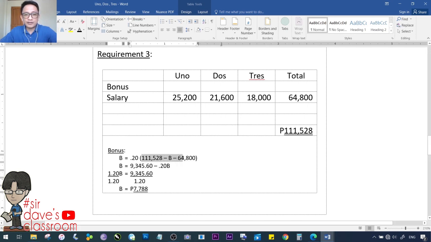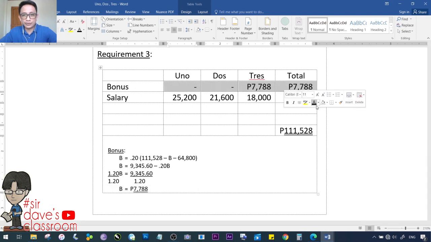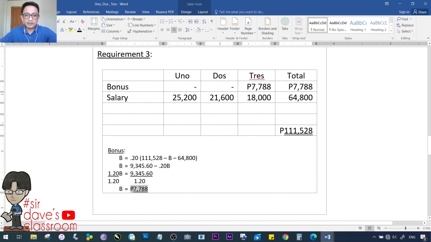Work within the parentheses first, combining similar terms, so you can proceed to the next equation. So, B is equal to 9,345.60 less 0.20B. You know the routine. Ultimately, you should have a bonus of 7,788. Whose bonus is this? None other than Tres. So whatever the bonus of Tres is, that is also his total. 7,788 as computed. Next one would be interest.